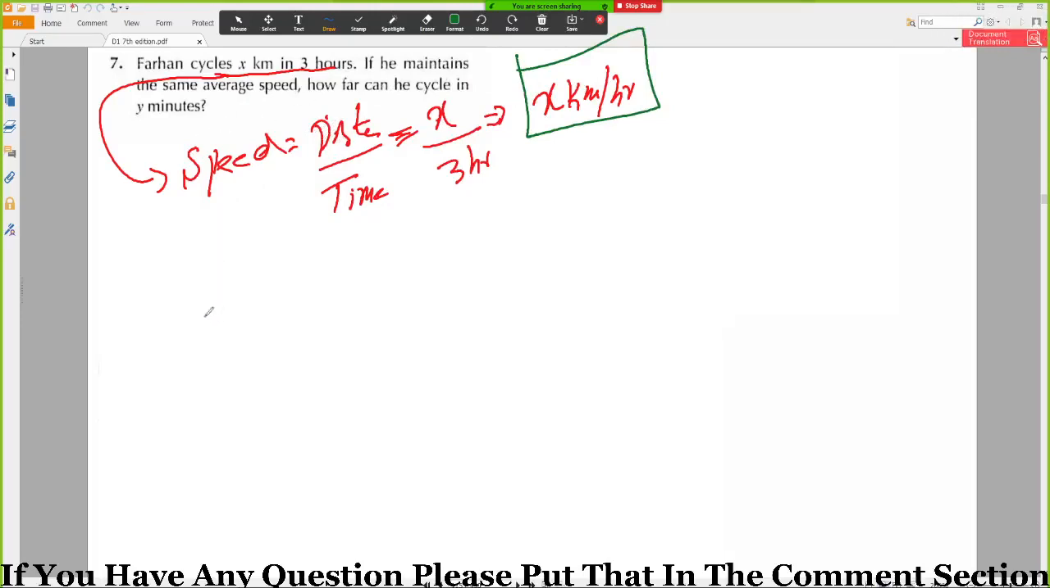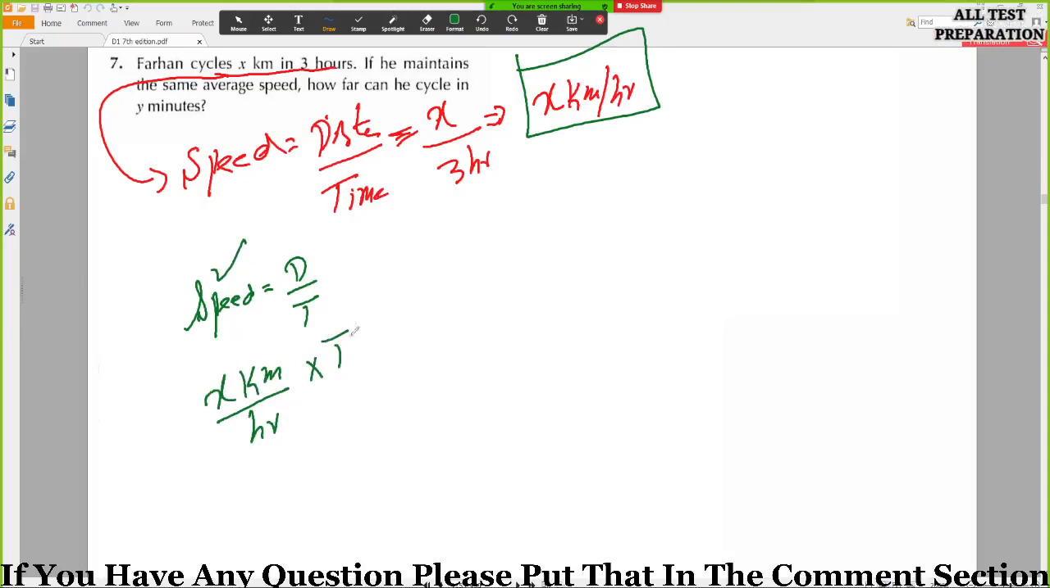As we know, speed is equal to distance per unit time. If we maintain the same average speed, it means X kilometers per hour multiplied by time t is equal to d. So d will be equal to X kilometers per hour times t in Y minutes. So we need to convert this minute into hour. Y is in minutes, and in 1 hour we have 60 minutes.